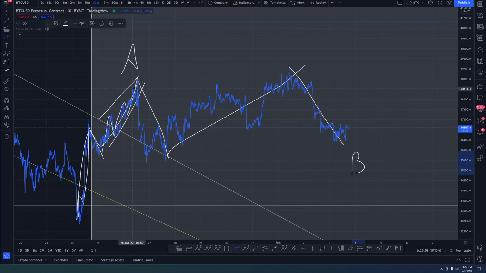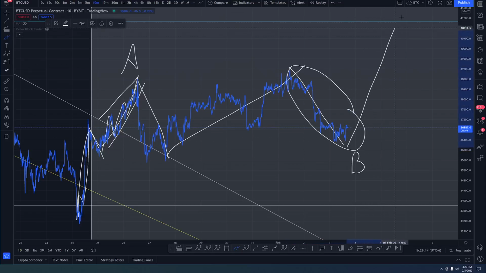Now the question is, is that finished? We need 5 waves in this C wave of B, and I don't think we have 5 waves. We're really, really close, but I think we've got 1 more wave to go, and then once that's finished, we'd be looking for the ultimate C wave to the upside, and that would complete the larger wave 4 that I think we're in, okay? And then we'd be looking for a downward move. I don't think we're going today or tomorrow down to 30K.